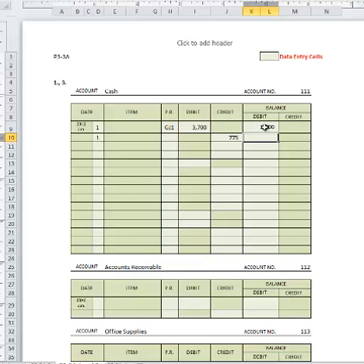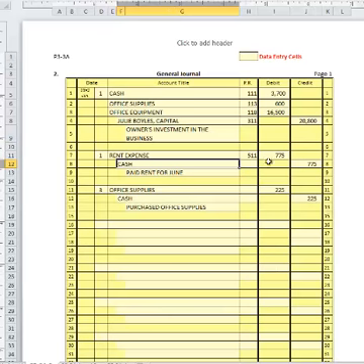So $3,700 less $775 is $2,925, and the debit amount is higher, so the balance stays on the debit side. So the balance is a debit of $2,925. The transaction came from General Journal, page 1. And so we'll enter the posting reference there.